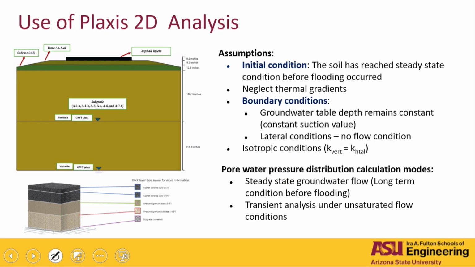We neglect thermal gradients. For the boundary conditions, the groundwater table will remain constant, so we put a constant suction value of 0 right there. Lateral conditions, no flow, and isotropic conditions just to run it faster, K vertical and K horizontal the same. Then we run the steady state groundwater flow condition, and then we got a transient analysis with the weather conditions.